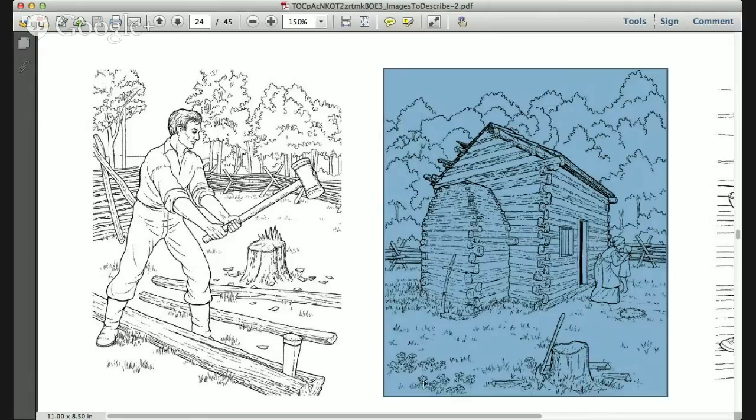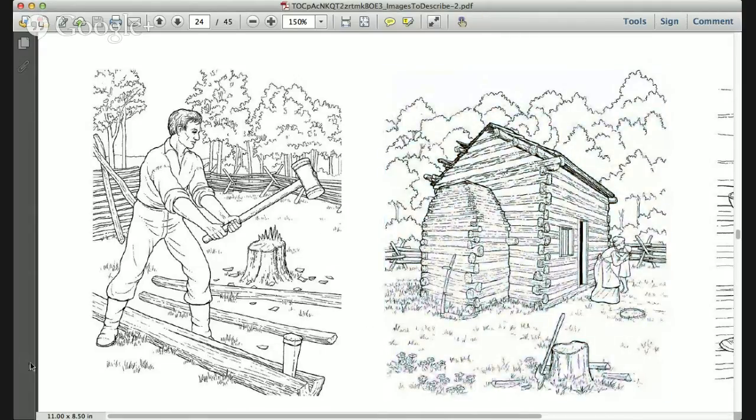Oh, hammer. Yeah, this one, it's actually a very big hammer. It's called a mallet. So he's using a mallet. I would say he's using a mallet to separate the log. A log.